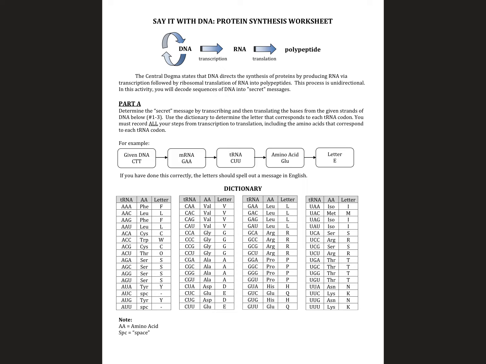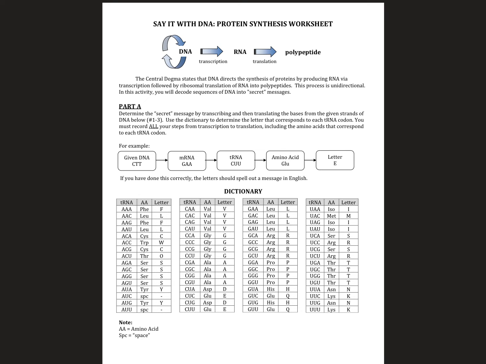You should have the Say It with DNA protein synthesis worksheet. This first page is just information. Let me get the pen started. There we go. This first column is the tRNA. This column here is the amino acid. This third column is just a letter that the people who made this activity assigned to it so that we can make some sentences with this. I think if we're making sentences, it'll be easier to see if you're doing it correctly or incorrectly, if you get a sentence in English that makes sense or doesn't make sense.